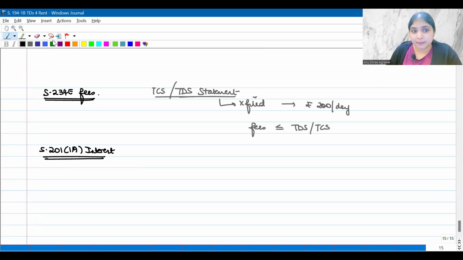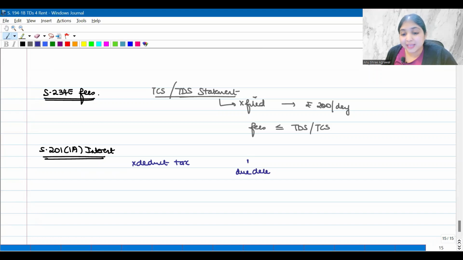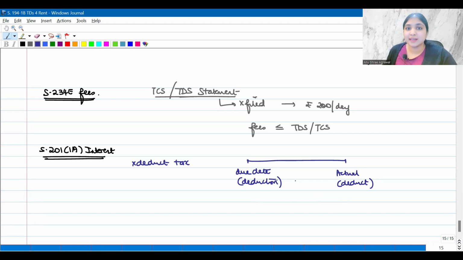See, we have two numbers over here. If the deductor does not even deduct the tax, or let's say he deducts the tax late, here we will see what was the due date by which he should have deducted the tax. What is the due date for deduction of tax, and when did he actually deduct the tax? So this is a period of delay, guys. We will find what this period of delay is.